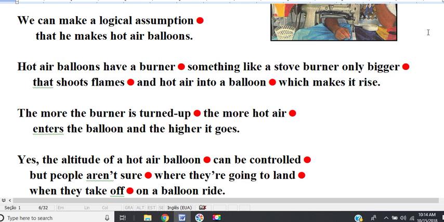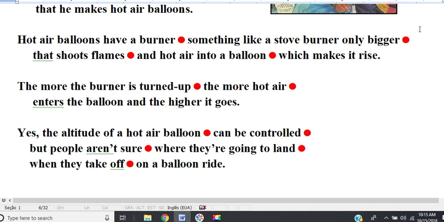Hot air balloons have a burner, something like a stove burner, only bigger, that shoots flames and hot air into a balloon, which makes it rise. The more the burner is turned up, the more hot air enters the balloon and the higher it goes. Yes, the altitude of a hot air balloon can be controlled, but people aren't sure where they're going to land when they take off on a balloon ride.